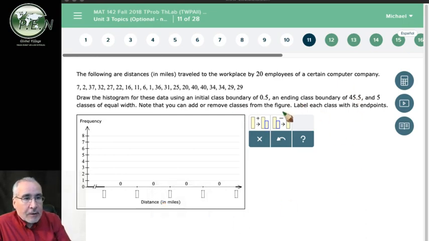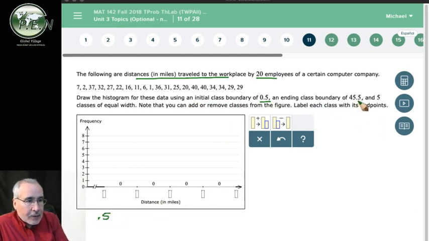Well, let's start with the bottom before we read too much. We pull out the numbers. We've got 20 employees in a computer company, and these are their distances in miles traveled to the workplace. So I pick out that information. We're going to draw a histogram. They tell us an initial class boundary of 0.5, so that's what's going to start here. This will be 0.5.